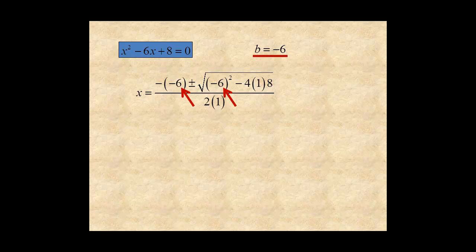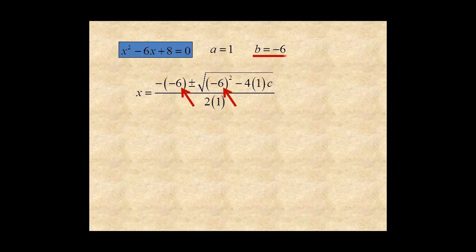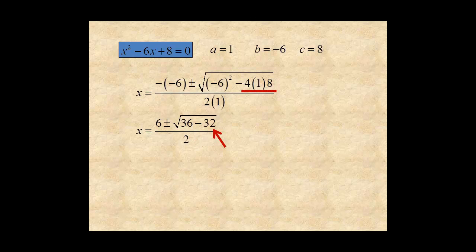For this example, the leading coefficient a is equal to 1. The linear coefficient b is equal to -6. And the constant c is equal to 8. Then negative b, which is negative -6, is positive 6. -6 squared is positive 36. And 4 times 1 times 8 equals 32. Next, 36 minus 32 equals 4, and radical 4 is equal to 2.